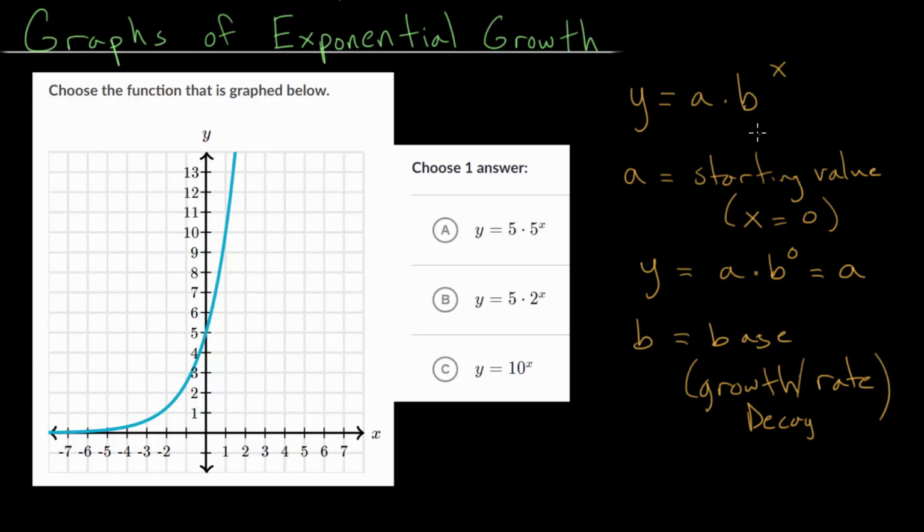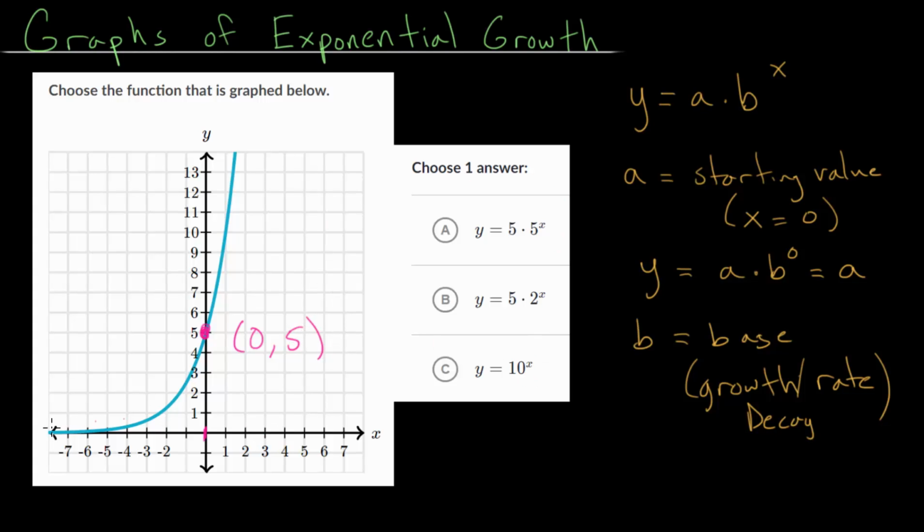Whatever the number is that's raised to your variable, that's the base in these functions. So we want to look at different points on this graph and try to figure out what the starting value is and what the base is, in this case the growth rate, since this is getting bigger as x gets bigger and bigger. So looking at our graph, we can find an x value of 0 to figure out that a value. So here is an x value of 0, and notice that it goes through the y value of 5. So this equation here goes through the point 0, 5.